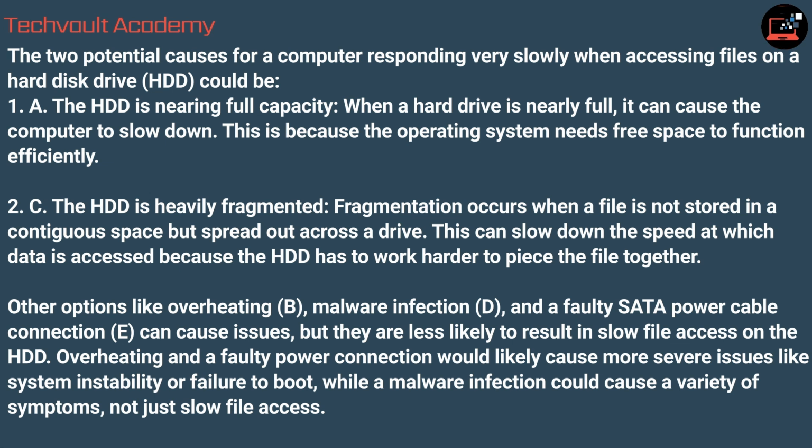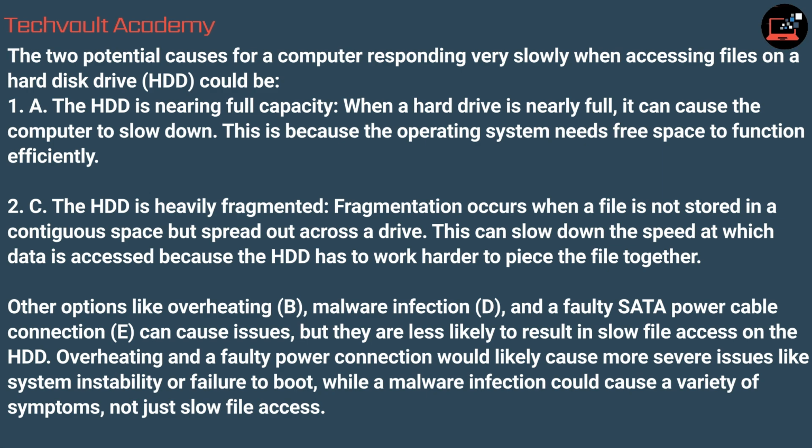the file together. Other options like overheating, B, malware infection, D, and a faulty SATA power cable connection, E, can cause issues, but they are less likely to result in slow file access on the HDD. Overheating and a faulty power connection would likely cause more severe issues like system instability or failure to boot, while a malware infection could cause a variety of symptoms, not just slow file access.